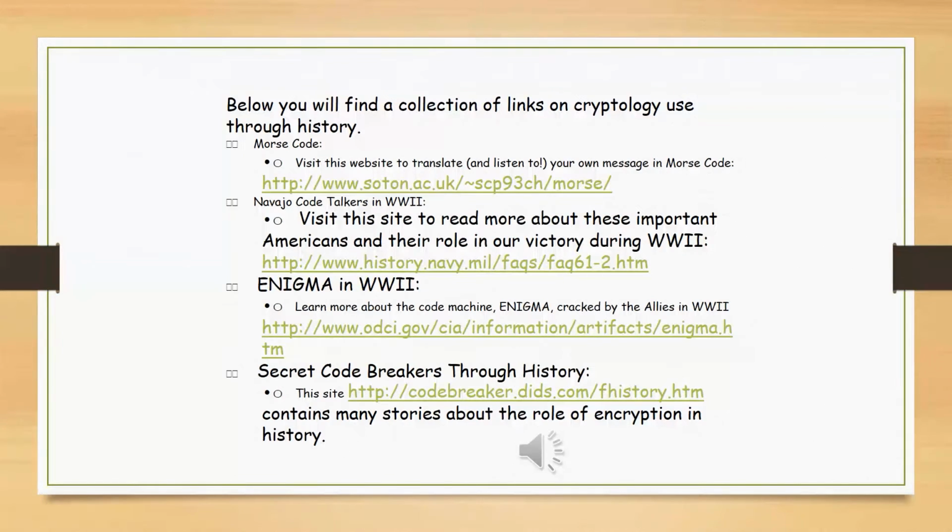So the Americans, by employing the Navajo Indians and the use of the Navajo language, were able to keep radio messages between the Allies coded and keep the Germans from knowing what we were doing, which is always good. And then the last website is just kind of a general website on secret codes and code breaking through history. All right, so let's get back and actually make our Caesar cipher wheel.